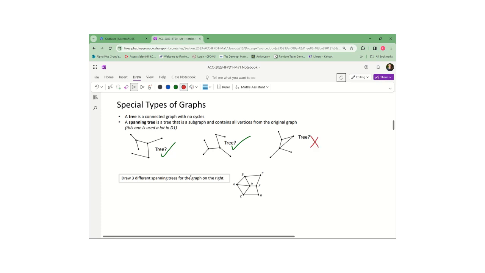This one, however, is not a tree because I can form a cycle from this bit over here. I could technically go around this part and form a cycle. So this would not be a tree. In order to make it a tree, I'd have to cut off this part, or cut off this arc. I'd have to remove some of the arcs so that there wasn't a cycle there.